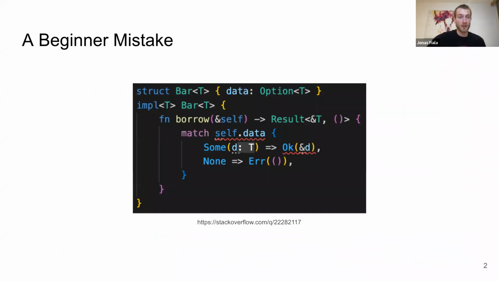So let's start with a beginner example. Here we have some code that I took from Stack Overflow. I've very slightly simplified it. Essentially, the user has some option inside their struct, and they're trying to convert it into a result. Since I expect most people know Rust here, we can see what the mistake is. They're just trying to move out the data from their option to get an owned T and then reborrow it only later on. And so, of course, the compiler complains about this.